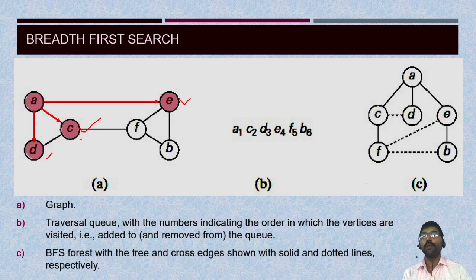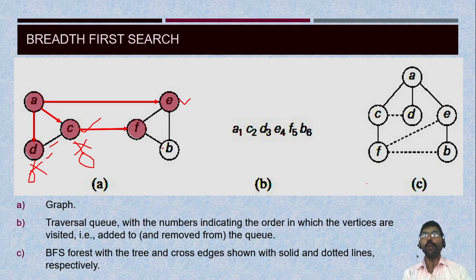vertices. First I will pick C, because C is alphabetically smaller. So from C I will go to F. D is already visited here, so this path is already done, so I go to F. Now F is visited. From C, there are no other additional vertices. Then I go to D. In D also there are no additional vertices. So I go to E.